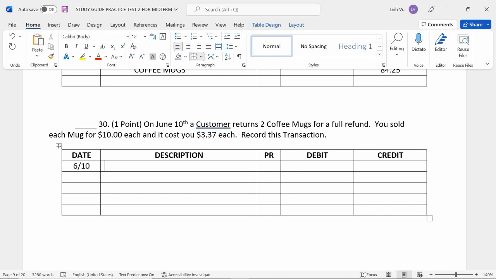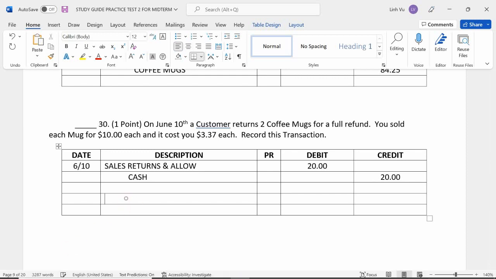If a customer returns 2 of those coffee mugs for a full refund and you sold each coffee mug for $10 each, right? And of course, it cost you $3.37 each. So how do you record this return? Mugs, in this case, you're not going to recognize that just yet. What's the transaction at hand? What did the customer do? Sales returns. Sales returns and allowances. Good, right? The customer returned the product. Okay? And what are you going to give back to the customer? Cash. Cash, right? Now, if you sold those cups for $10 each and the customer's returning 2 of them, how much are you going to be giving back? $20. $20.